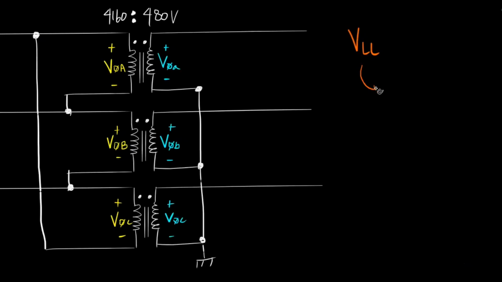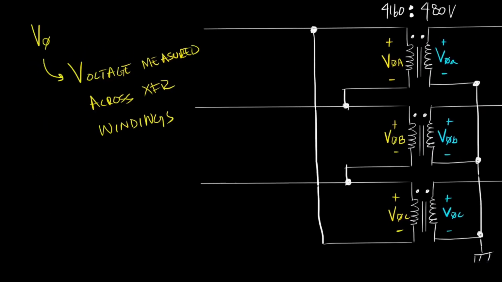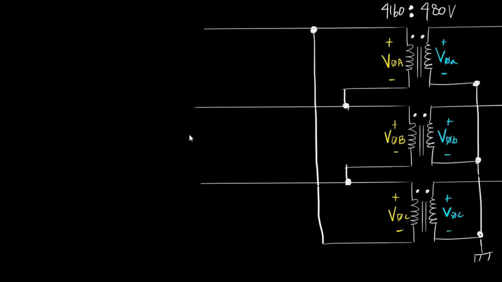Line-to-line voltages, however, are measured across two lines. The most common line-to-line voltages are measured across line A and line B, from line B to line C, and from line C to line A. So on the primary side where our transformer is connected in Delta, we should expect the line-to-line voltage across line A and line B to equal phase A voltage.